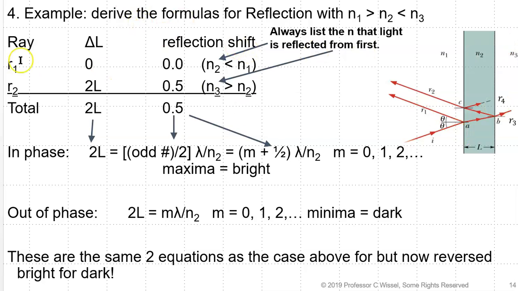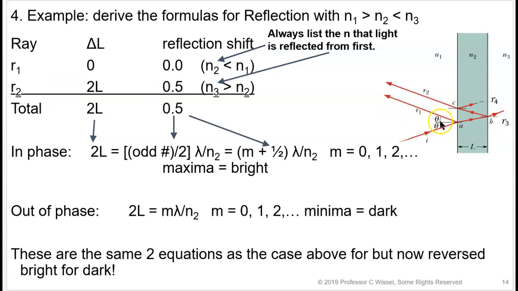So we have the same picture as before, and now the delta L for ray R1 is 0. For ray 1, there will be no reflection shift because N2 is less than N1, so it's bouncing off of the lower index of refraction. The arrow is pointing to the left, so this means this is 0.